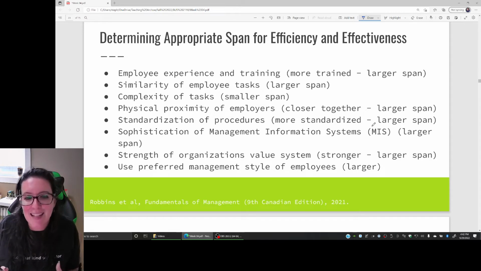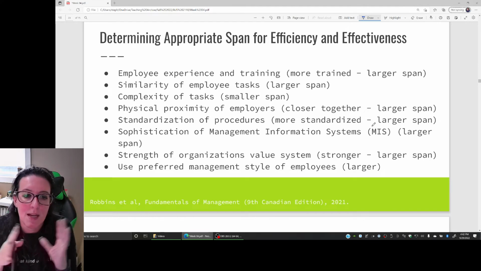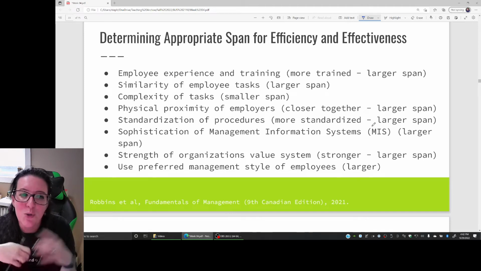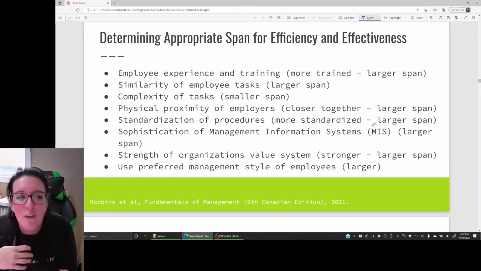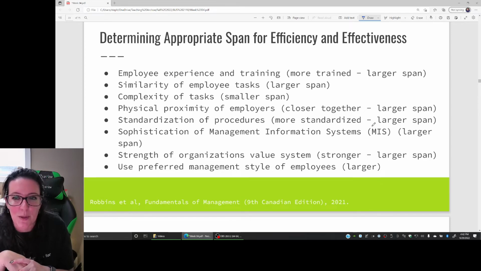If the tasks are complex, so each worker has all these unstructured problems, unique issues, then you have a much smaller span. Then you need just a handful of people reporting to you when we're dealing with complex issues because you're going to need to be involved in helping to solve each of those complex tasks, or they may be coming to you more often because of the challenges of the work they're doing.